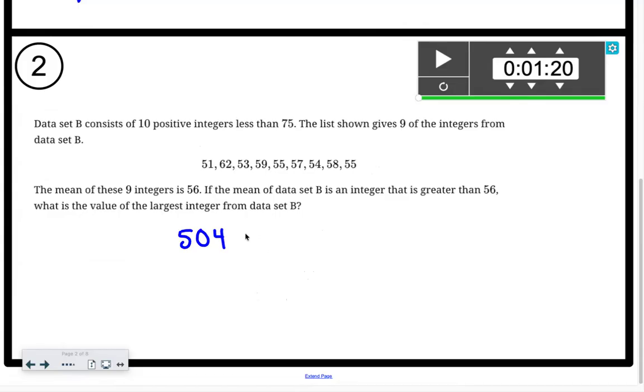And then we're adding some extra integer. Okay. And then we're going to divide by 10 now, because now there's 10. And that's going to be the average or the mean of data set B. And we need that mean to be greater than 56. And we can't add a number that's less than 75. I'm sorry, we can't add a number that's bigger than 75.